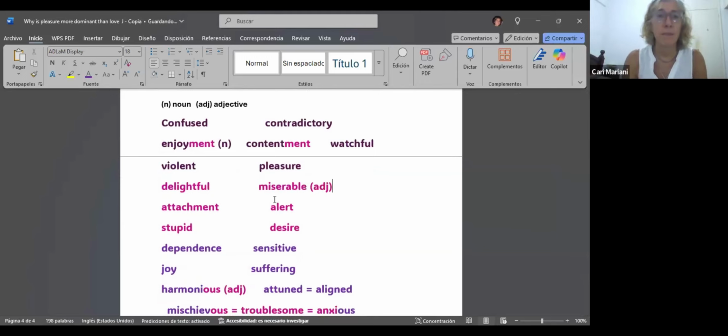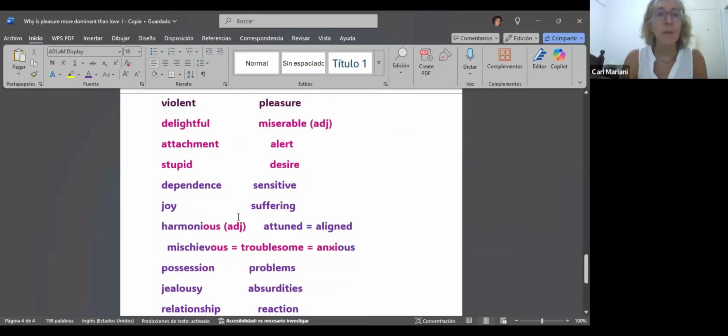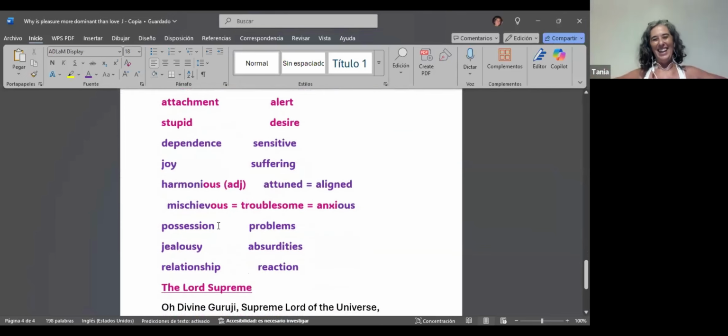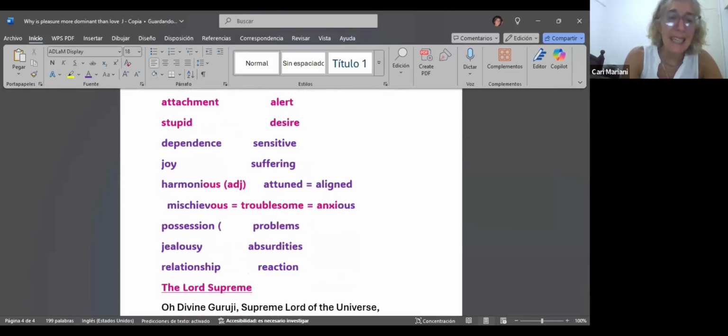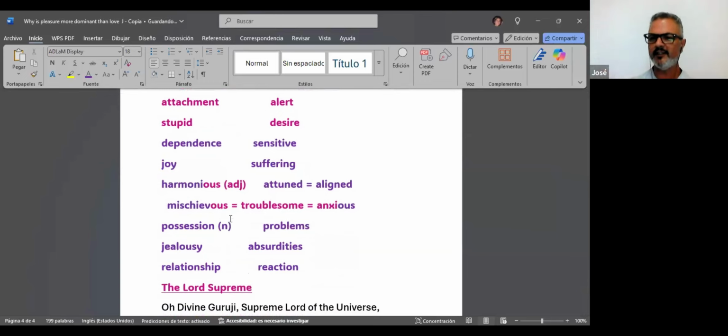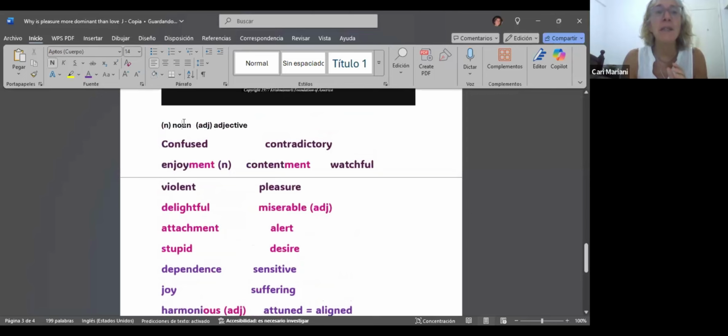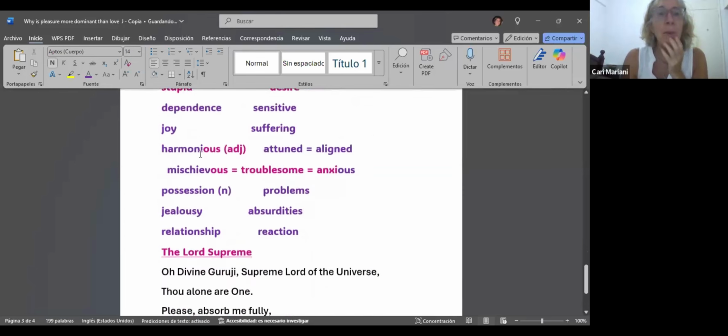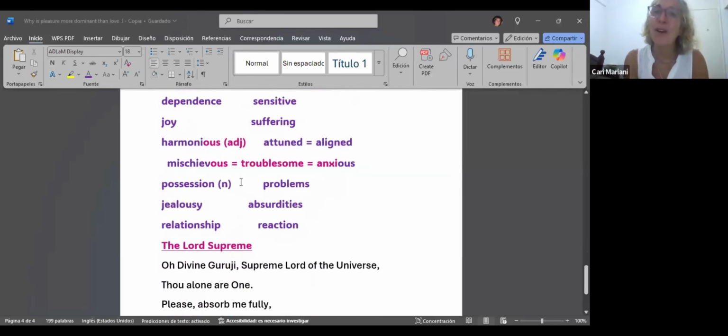What else? Possession. What is possession? It's a noun. Noun is sustantivo and adjective is adjetivo. So possession is a noun. And what is the adjective of possession? Possessive. Very good. Possessive.